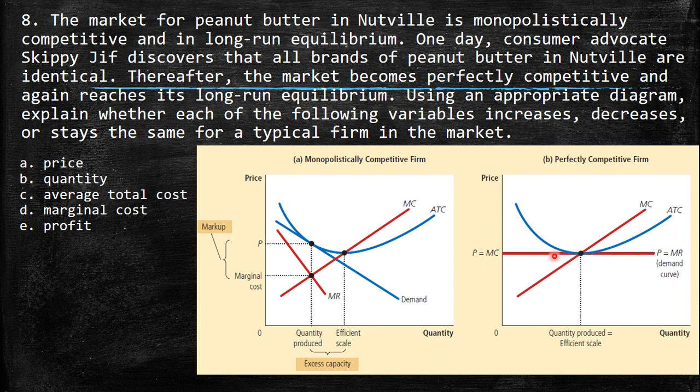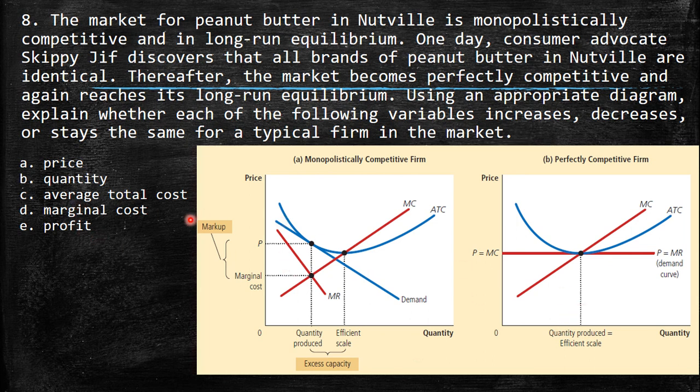So what are the differences? Price. The price in this peanut butter market should be higher in the monopolistically competitive firm compared with the perfectly competitive firm, because this is naturally lower. The quantity. Remember, the quantity of the monopolistically competitive market is every time lower than perfect competition. So this is the second one. So the quantity should decrease and the price should increase.